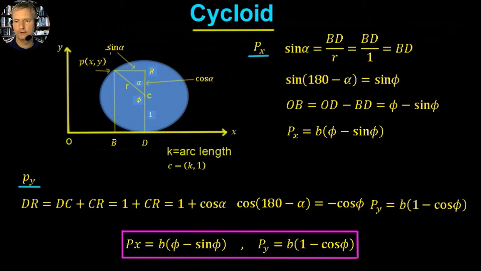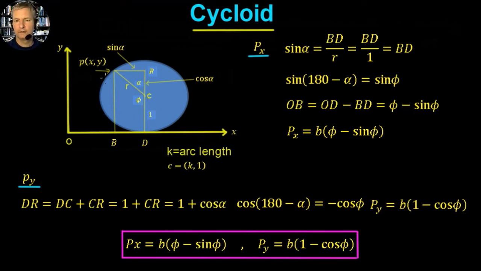Now we can see here that this value sine alpha is just going to be that distance BD divided by the radius r. Now the radius r is just 1, so it's just going to be BD upon 1, so it's just BD. So sine alpha is this length BD. Now also you can use the trig identity: sine of 180 minus alpha will give us sine of phi. So again, that's just a trig identity, you can go and check that up.